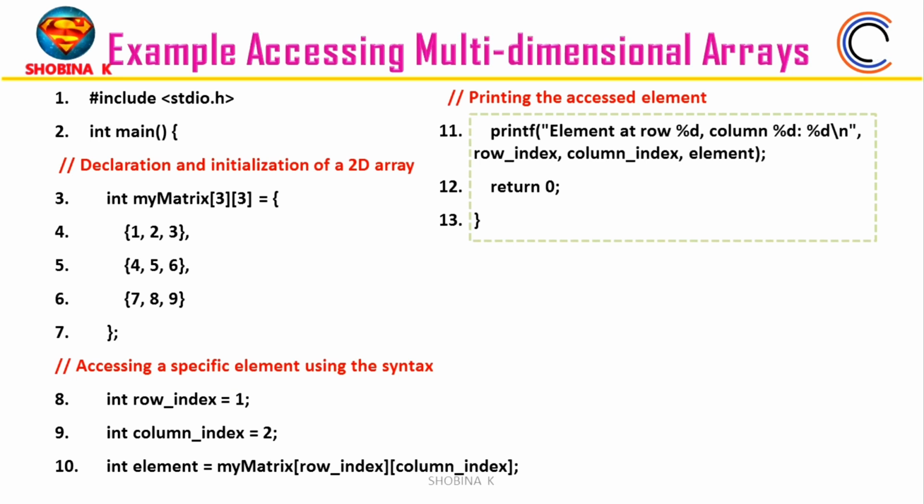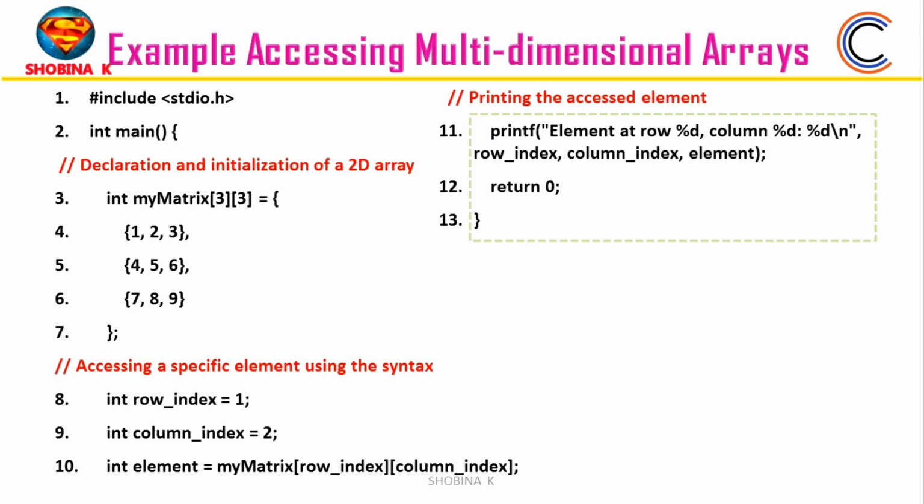The string "element at row %d, column %d: %d\n" is the format string. It contains placeholders indicated by %d, where the values of the corresponding variables will be substituted during printing. The variables rowIndex, columnIndex, and element are supplied as additional arguments to printf. They replace the %d placeholders in the format string. So when the printf statement is executed, it prints a message to the console with the values of rowIndex, columnIndex, and element.